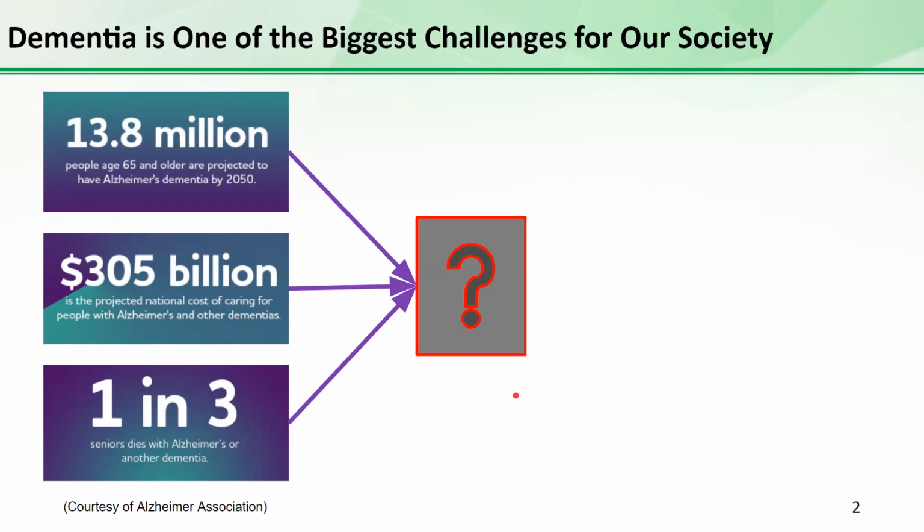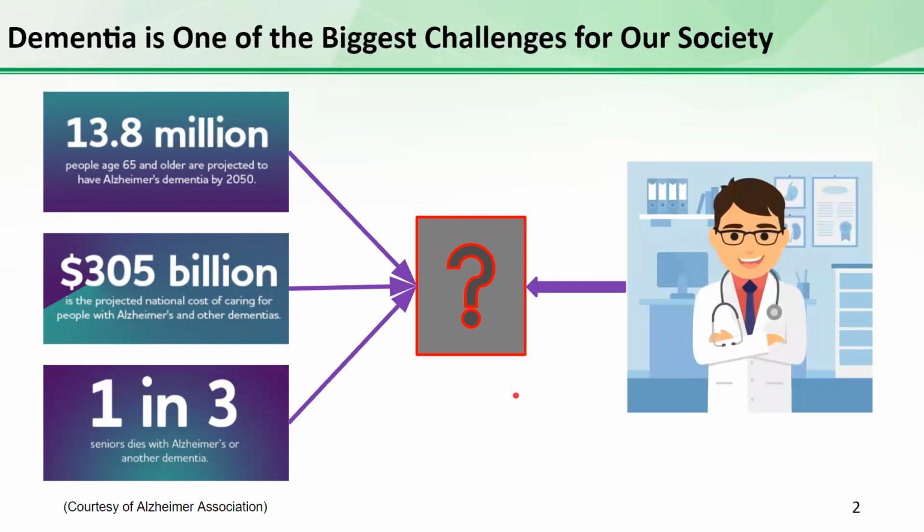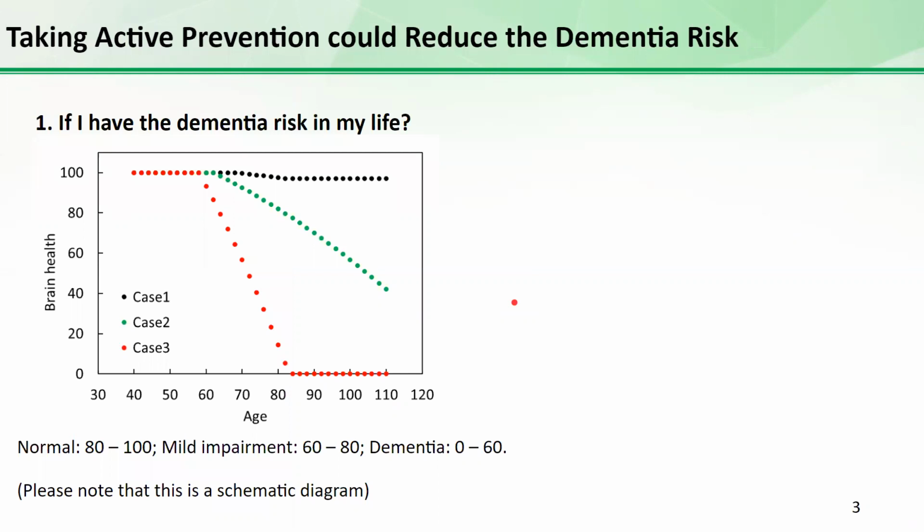The worst thing is that we don't have any effective cure methods yet for this disease. So we won't be able to get that much help from a doctor. A lot of people think that dementia is just a natural aging process. However, many researchers have shown that if we take some active preventions, we could definitely reduce its risk.